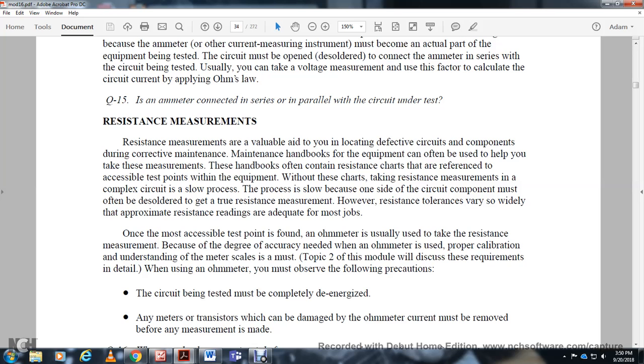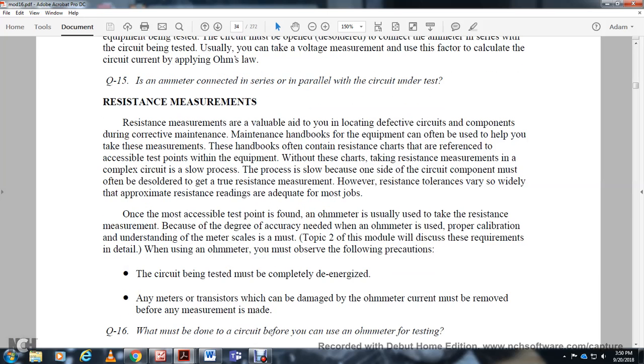Topic 2 of the module will discuss the requirements in detail. While using the ohmmeter, you must observe the following: the circuit being tested must be completely de-energized. Any meters or transistors which could be damaged by the ohmmeter current must be removed before any of the measurements are made.